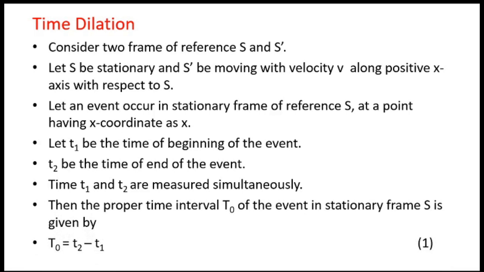Then the proper time interval t0 of the event in stationary frame S is given by t0 is equal to t2 minus t1, end time minus the beginning time. And why is this t0 in the frame S a proper time? Because the event has occurred or taken place in the frame of reference S.